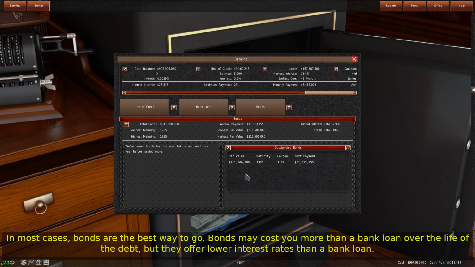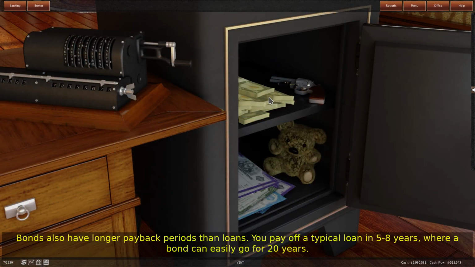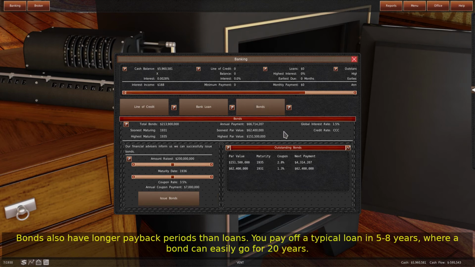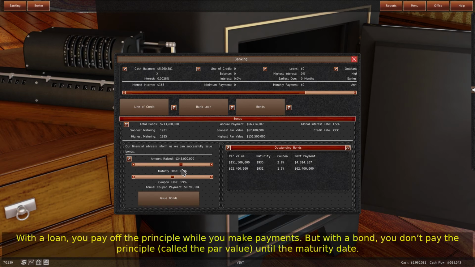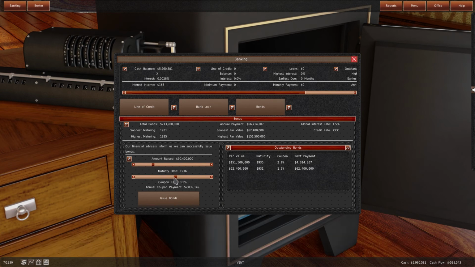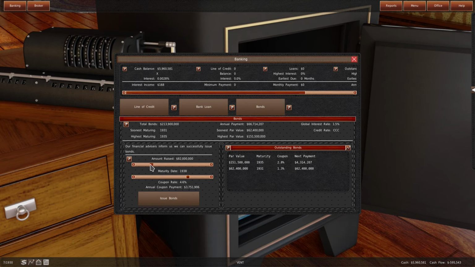Bonds may cost you more than a bank loan over the life of the debt, but they offer lower interest rates than a bank loan. Bonds also have longer payback periods than loans. You pay off a typical loan in 5 to 8 years, where a bond can easily go for 20 years. With a loan, you pay off the principal while you make payments. But with a bond, you don't pay the principal, called the par value, until the maturity date. By this time, the value of the money is less because of inflation.